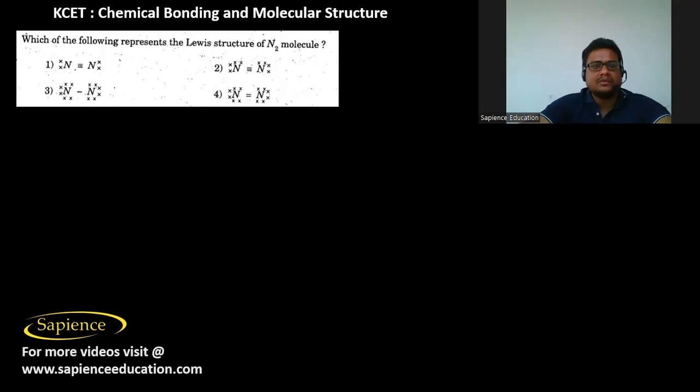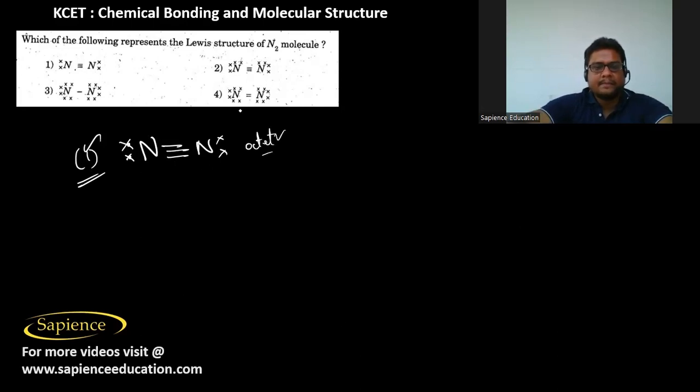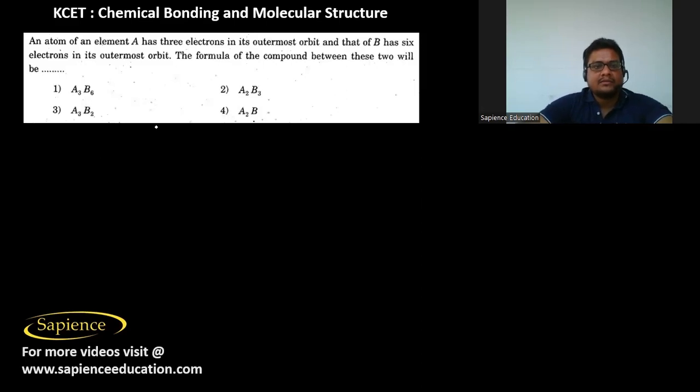Then here it is told: which of the following represents the Lewis structure of the N2 molecule. So as we know, each nitrogen will have 1 lone electron pair and 3 electrons will be shared. So it means option 1 is the correct answer. It has got 3 bonds and so the octet will be completed. So 6 plus 2, 8, octet is fulfilled.